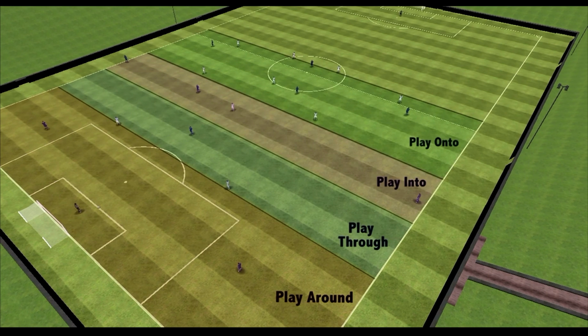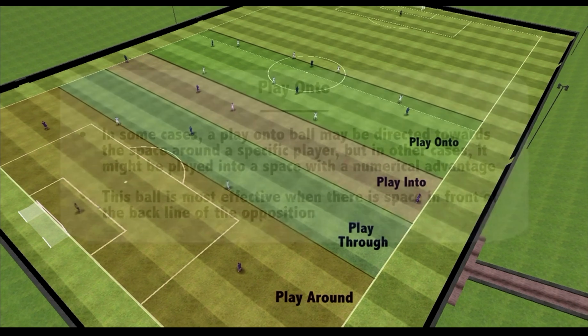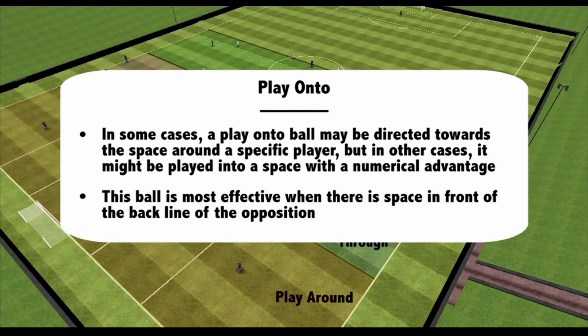Next, we have the play onto zone. One key difference from the play into zone is the body shape of the player who could be receiving it, as a play onto ball will typically be knocked down for a support pass or flicked on, compared to a play into pass that is usually taken with an open body shape. Here are some additional pieces on the play onto zone.